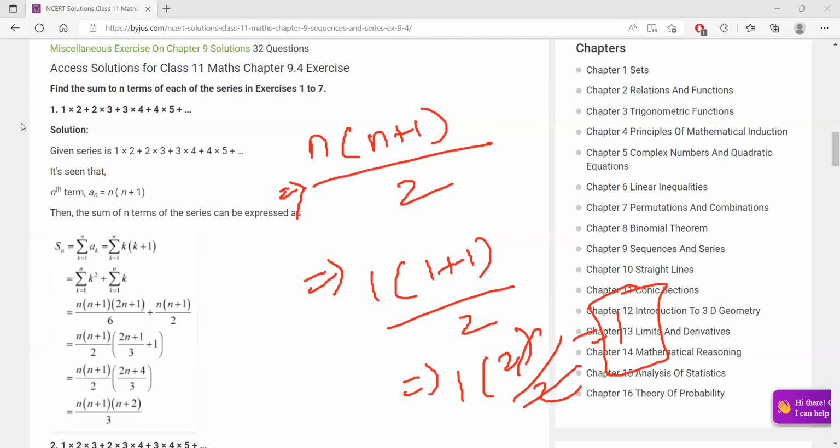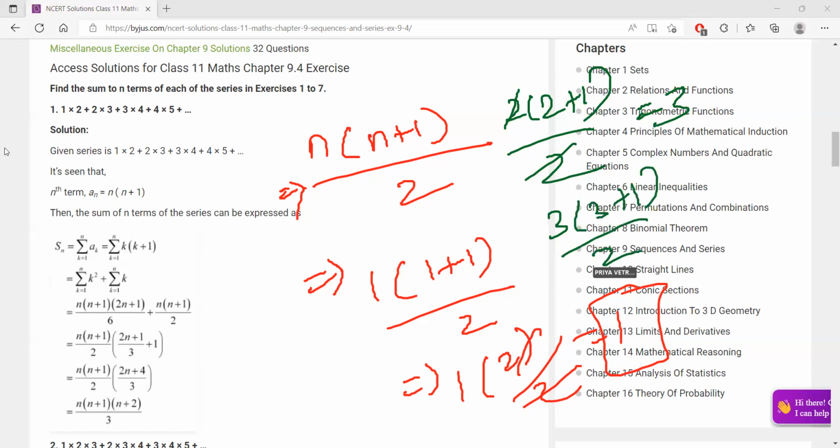In the same formula, you substitute 2. 2 into 2 plus 1 divided by 2. 2 will get cancelled. Did I make a mistake? 1 into 1 plus 1 divided by 2 becomes 1 into 2, so 2 got cancelled. For 3, when you substitute 3, what happens? You will have 3 into 3 plus 1 by 2. So it will be 3 times 4 by 2. So 3 2s are 6.